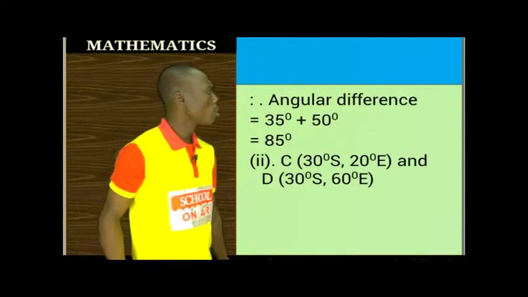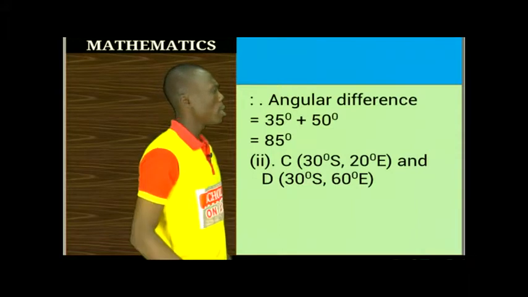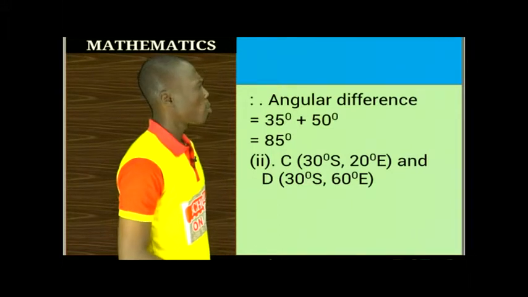And then the other one, we have point C, 30 degrees south, 20 degrees east, and point D, 30 degrees south, 60 degrees.